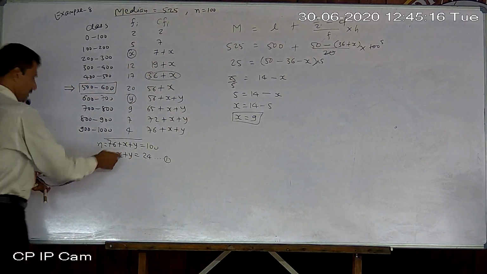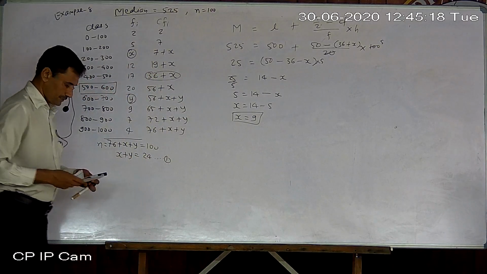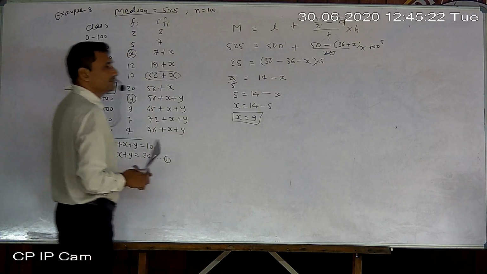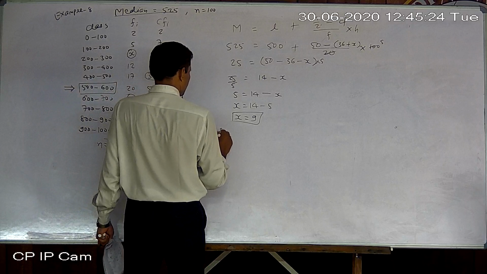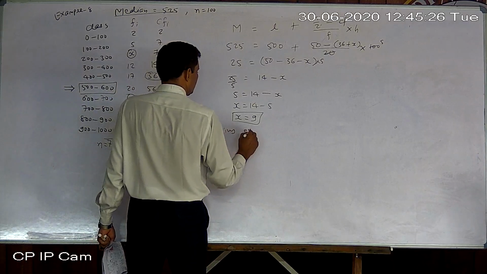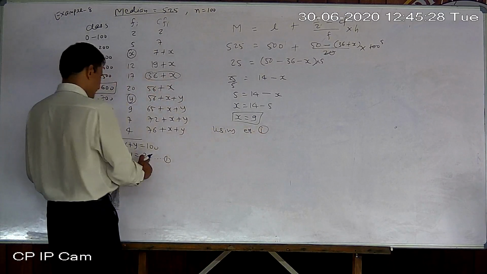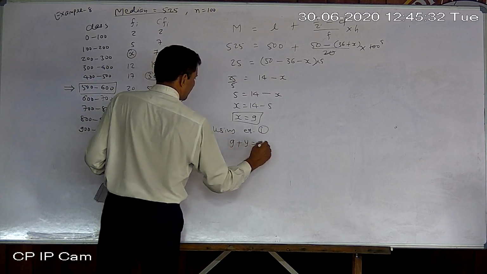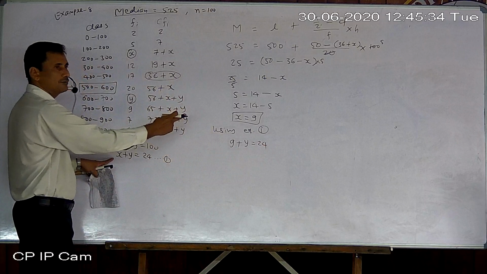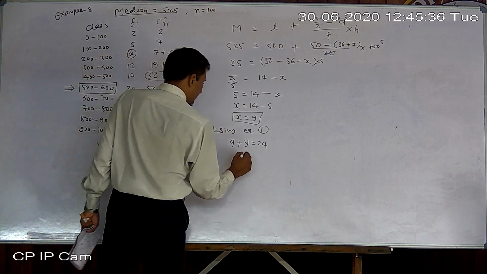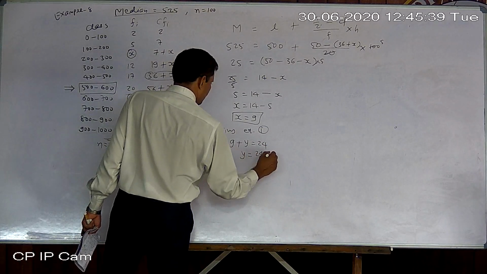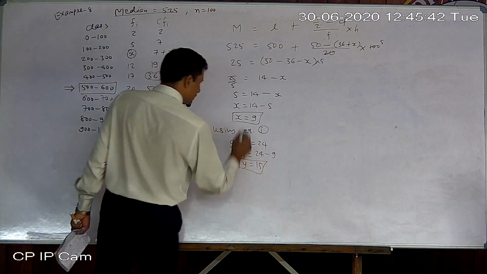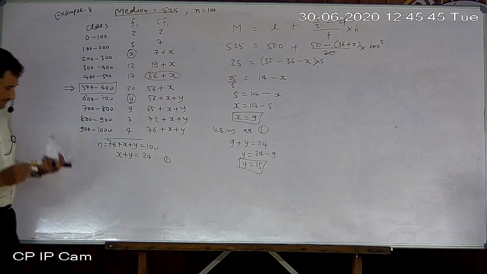Now you know x plus y's value, using equation number 1. Now using equation 1, x plus y is 24. So write down 9 plus y equals 24. Why? Because we know x is 9 only. So y equals 24 minus 9. So y equals 15. So we got both missing frequencies x and y.